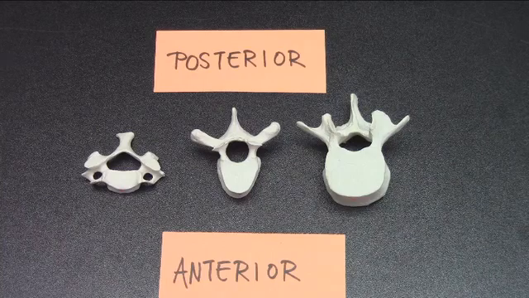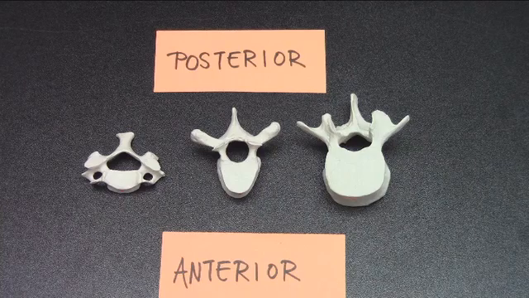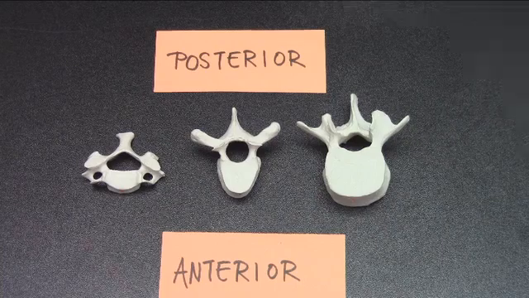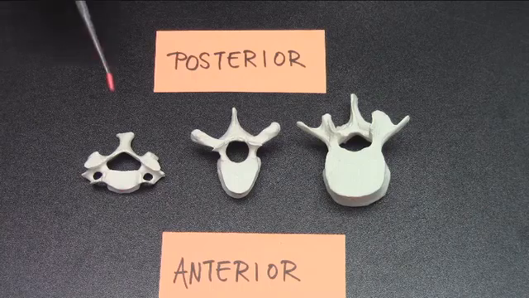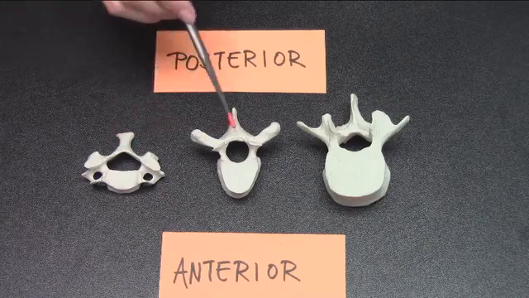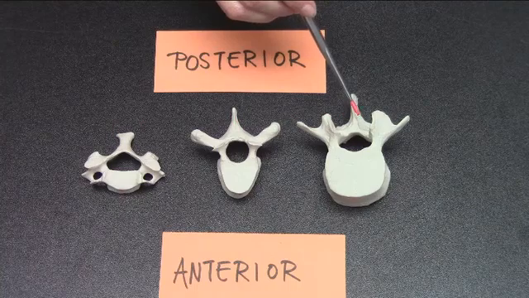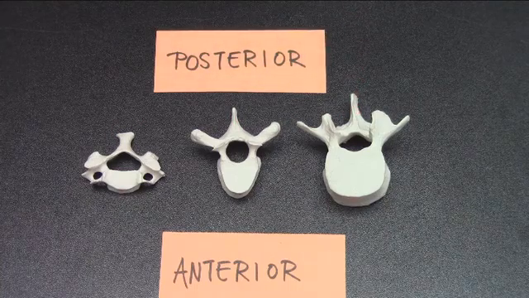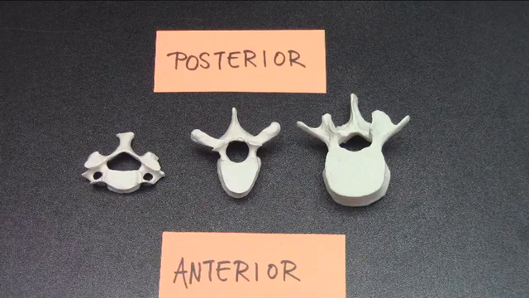Before we start, take a moment to look at these three vertebrae and determine which one is cervical, thoracic, and lumbar. From left to right, these are a cervical, a thoracic, and a lumbar vertebra. Let's talk about some of the features that distinguish the vertebrae from the three different regions.